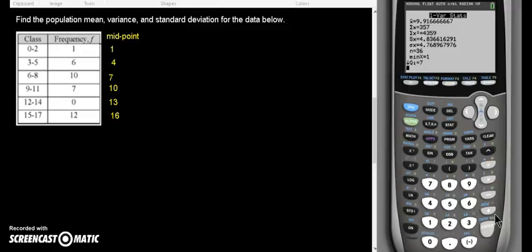So my mean in this case would be 9.92, right? My mean is my first entry here, 9.92, 3 significant figures. My population standard deviation would be 4.77, right? 4.77 is my population standard deviation. Now, to find variance, variance is just the standard deviation squared, right? So I'll say 4.77 squared. So my variance is 22.75.